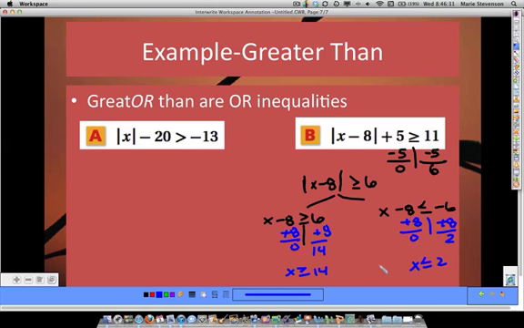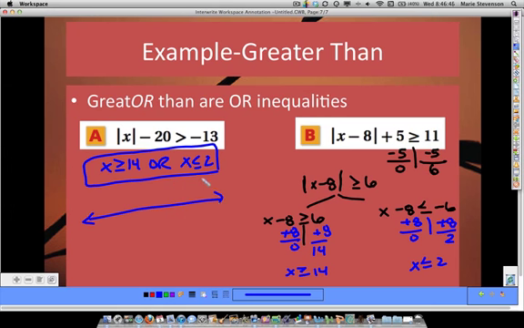So, our answer, I'm going to put it over here because of space. So x must be greater than or equal to 14, or x must be less than or equal to 2. So let's do our graph. Well, 2 has to go down here, 14 has to go down here, or over here if you think of a number line. So now, let's do our shading. X is greater than or equal to 14, and it's a solid circle to the right because it's greater than. X is less than or equal to 2, so again, solid circle because it's equal to, but since it's less than, it goes left. Okay? So, this is basically it. Greater thans are ors, less thans are ands.